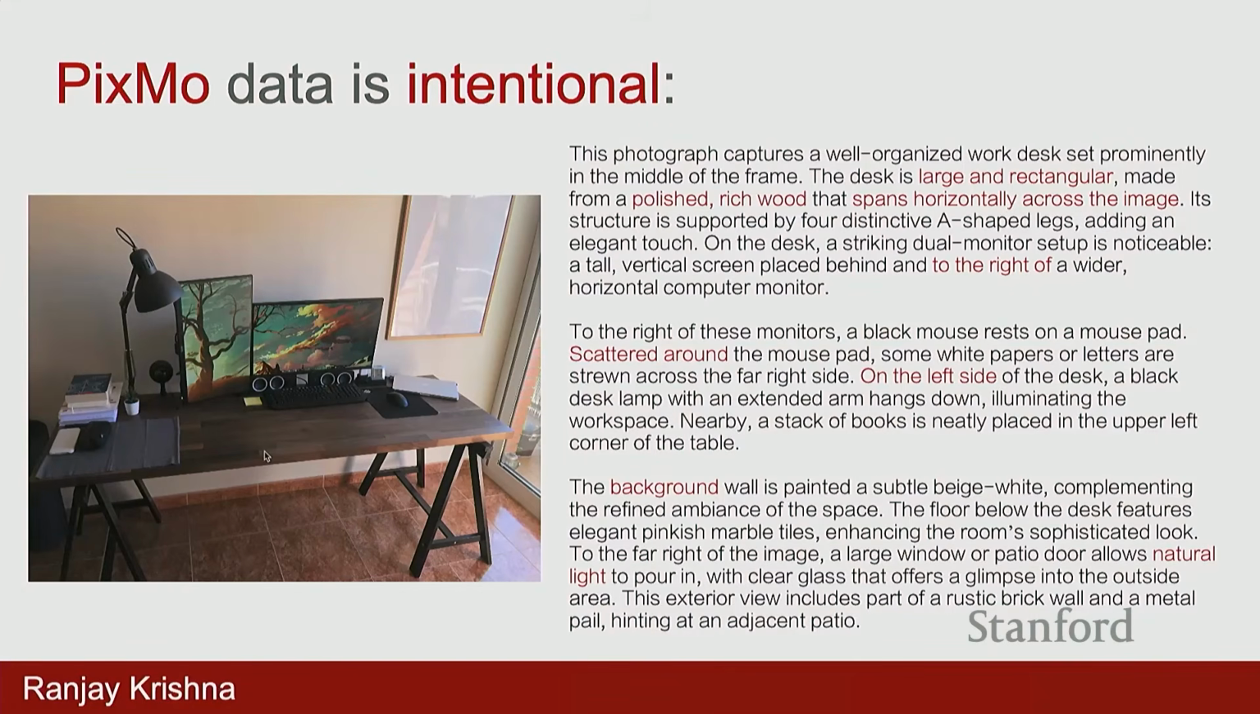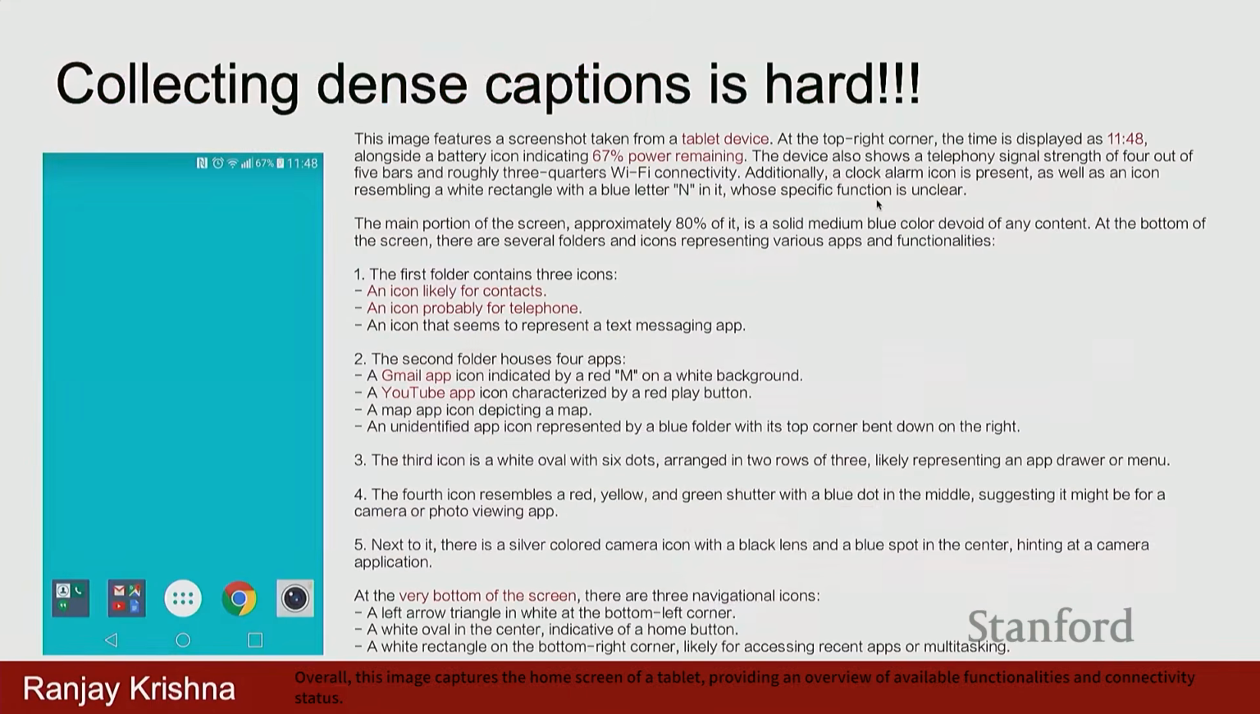So that's the kind of information we started eliciting from people. We started getting people to talk about how things have a particular size, like large, or shape, like rectangular. We talked about its material, like polished and rich, and its positioning across the image, like it spans the horizontal plane of the image. So all of this information really is what makes these models more performant.